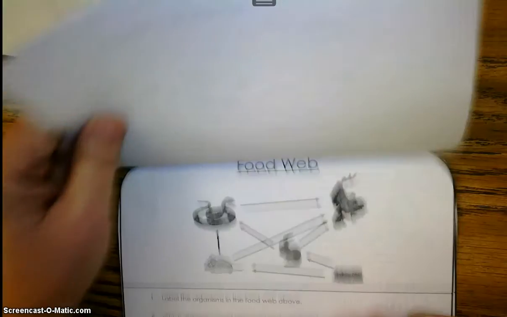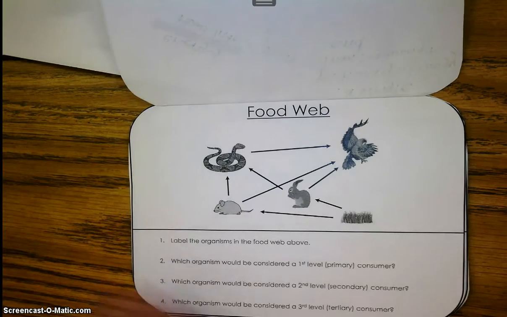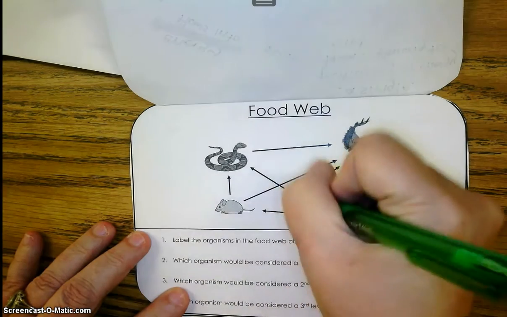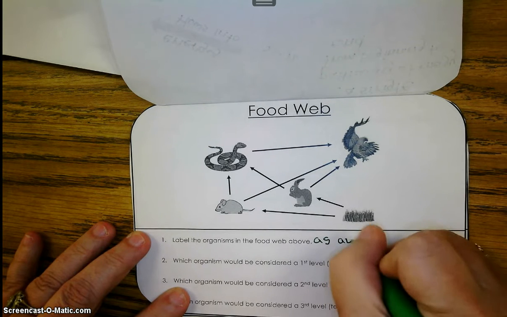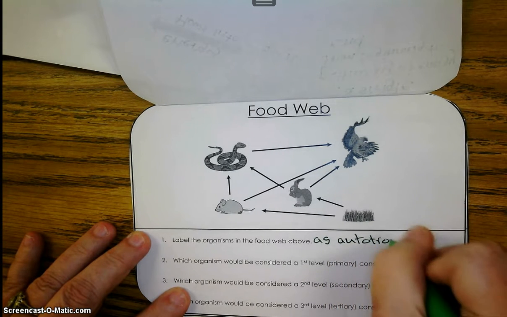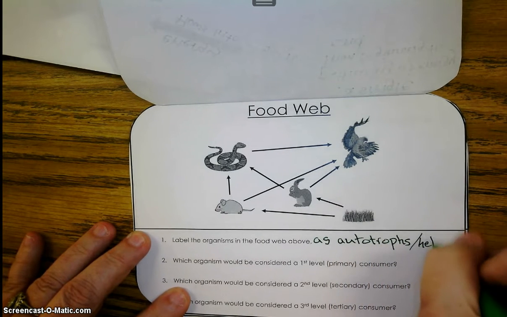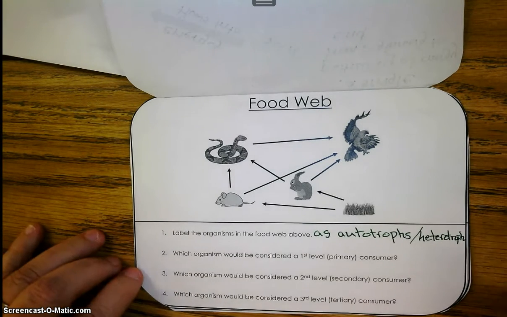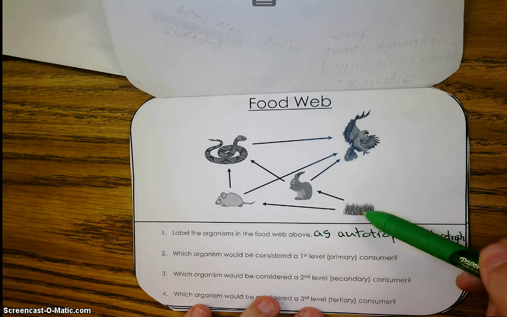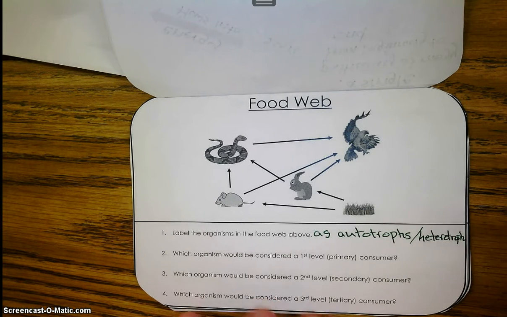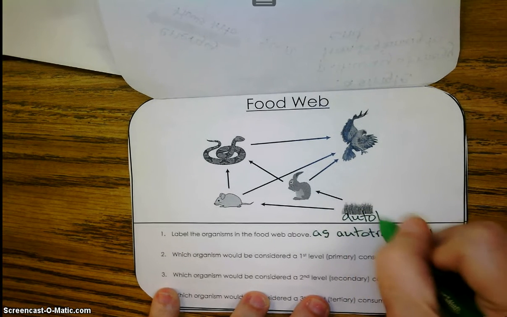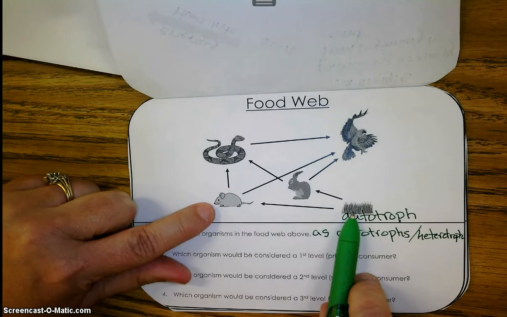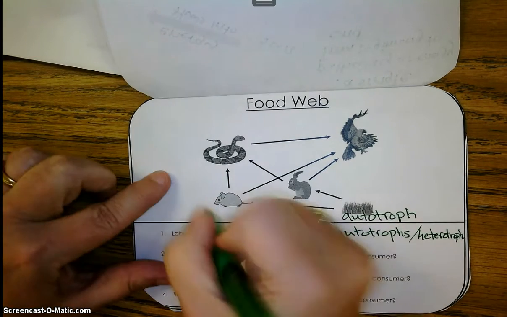Okay? On to the next page, we have a food web, and it says label the organisms in the food web above, but I don't want you to label hawk, snake, rabbit, mouse, grass. I want you to label them as autotrophs or heterotrophs. Now, if I'm looking at this grass, is that an autotroph or a heterotroph? Well, it's an autotroph. If I'm labeling an organism that eats the grass, obviously it can't do photosynthesis, so it is a heterotroph.